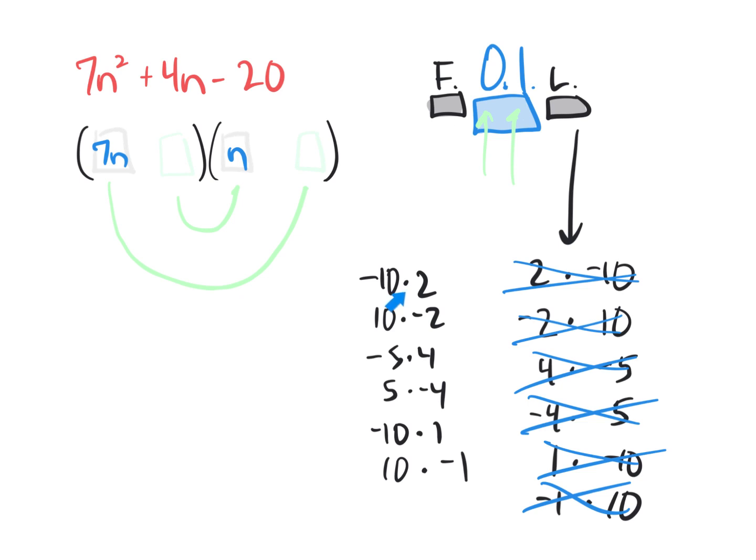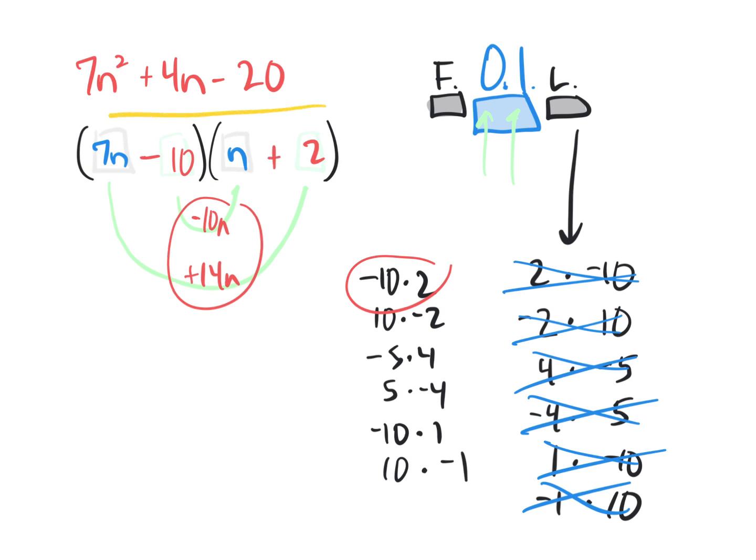If we put the negative 10 in the first green box and the 2 in the second green box, we'd have negative 10n, and 2 times 7n is 14n. Oh, there it is, negative 10n. If we put the negative 10 here, and if we put the positive 2 there, we'd have 14n. And when we combine these, we get our 4n. So there it is, using just FOIL with a lot of guessing and checking.